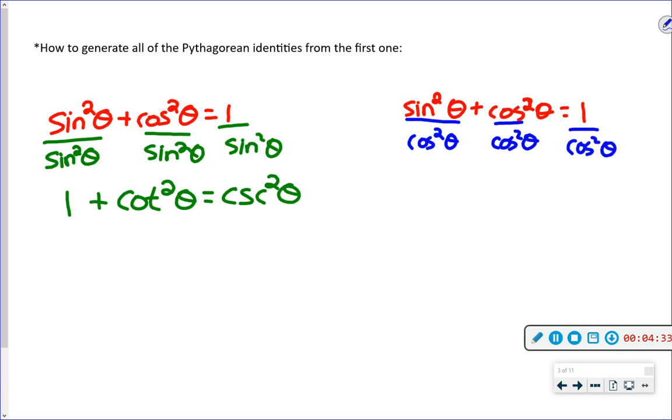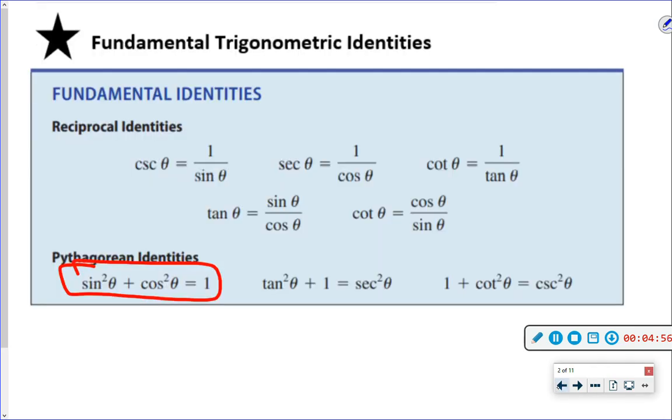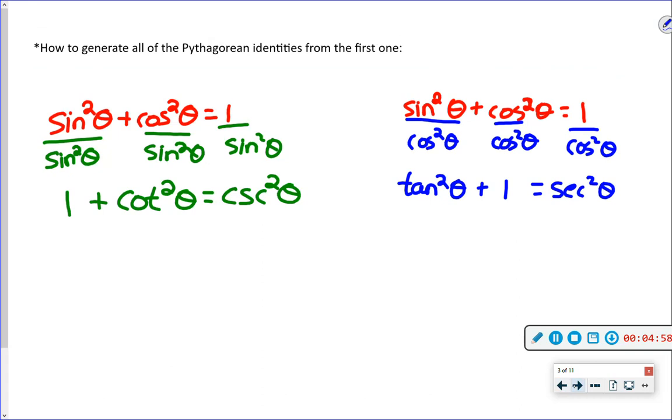Sine over cos, we know that's our quotient identity. We've used that. Sine over cos is tan, but we're in the squared form. Cos squared over cos squared is 1. 1 over cos we know is secant from our reciprocal identities on the front, but we're in the squared form. So that is how you can get this equation: tangent squared plus 1 equals secant squared. It's just manipulating that equation. I can get all of those Pythagoreans off that one red identity.